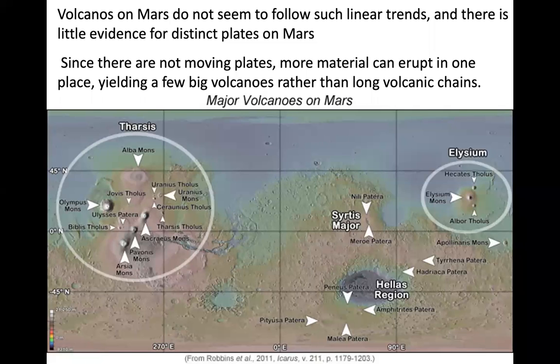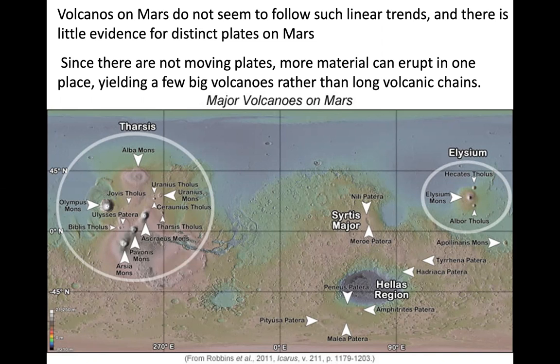On Mars, this doesn't seem to happen. We don't see that the volcanoes are arranged in nice lines indicating plate tectonics. Instead, the volcanoes are localized in groups. This is a big map of Mars with different terrains marked. And the volcanic features are mostly concentrated in two regions. The big volcanoes are in this region called Tharsis, and there's another group in a region called Elysium. There's no indication of a linear trend per se, which indicates that plate tectonics isn't happening.